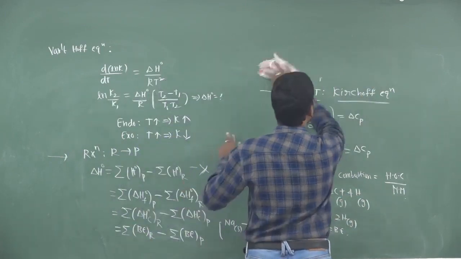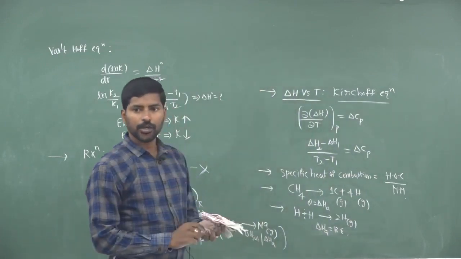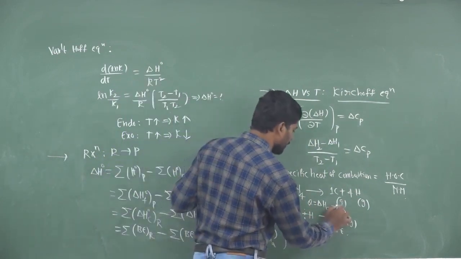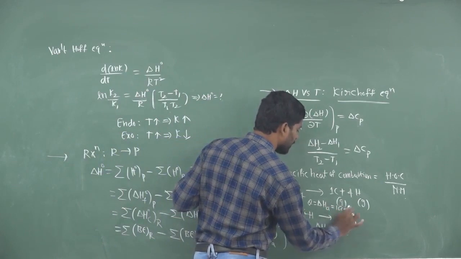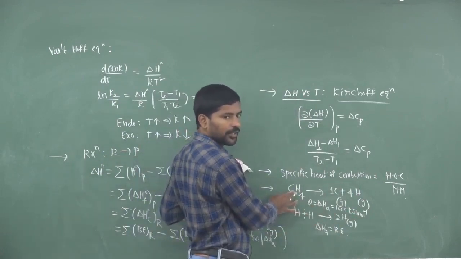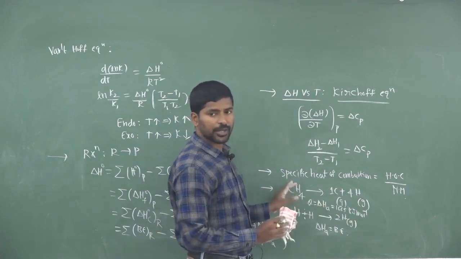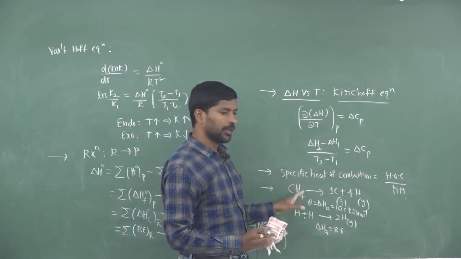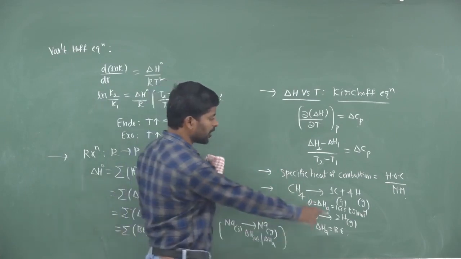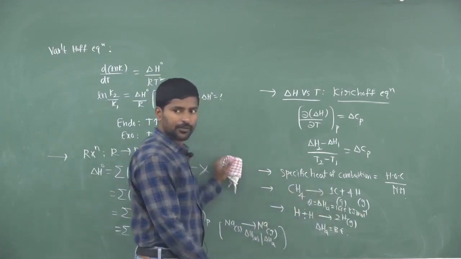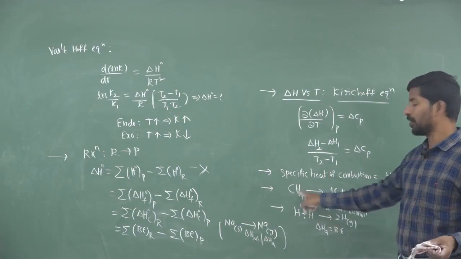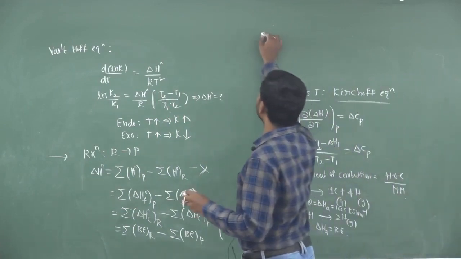And for polyatomic molecules we follow mean bond enthalpy. For example, if you take CH4, the amount of heat energy required is around 1665 kilojoules per mole. This is the energy required to break how many bonds? 4 bonds. But the energy required to break each bond is different; different bonds have different energies. So in such case, what do we give? Average bond energy, which means 1665 by 4. So in the case of polyatomic molecules, we follow average bond energy, for example CH4.